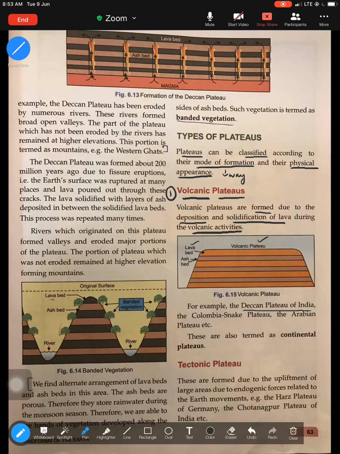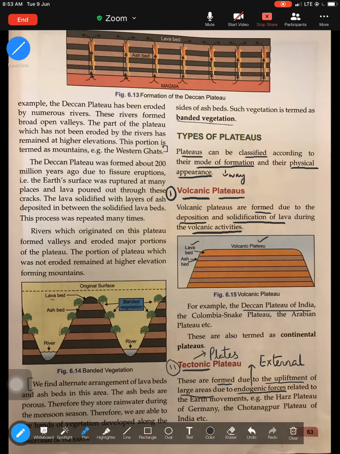Moving to the second plateau, that is a tectonic plateau. Now tectonic here, you must always connect to the term plate tectonics, so please try to connect it to the movement of plates. Okay, so these types of plateaus are formed due to the upliftment of large areas due to endogenic forces. Now, this is very important for you: endogenic, meaning not external forces, but the movement of plates inside the surface of the earth.